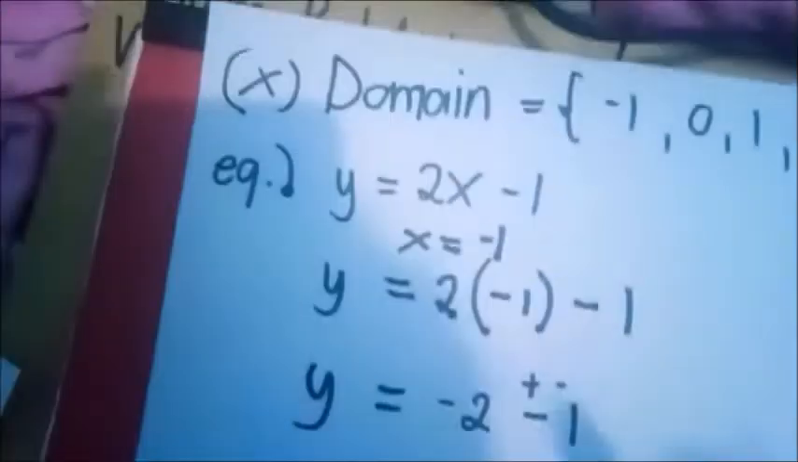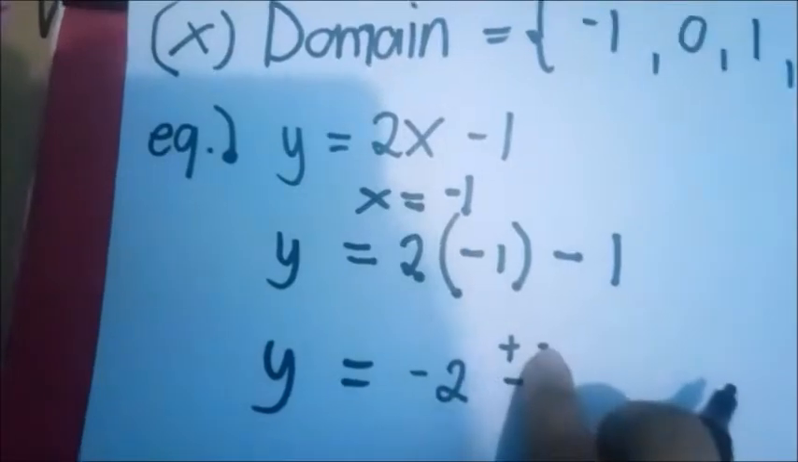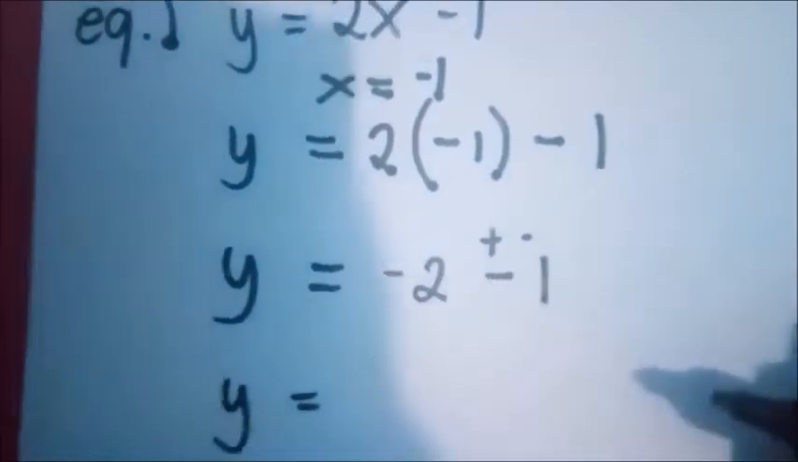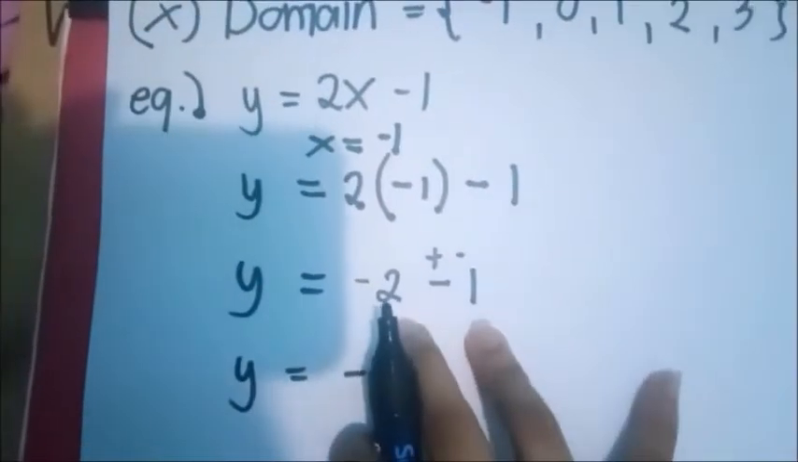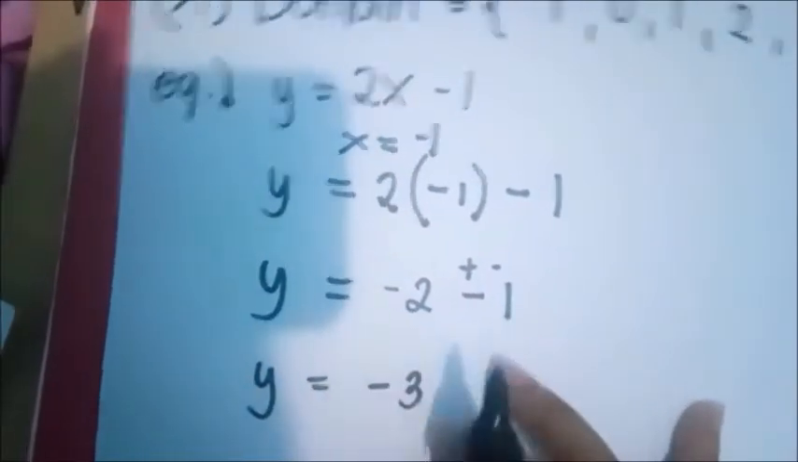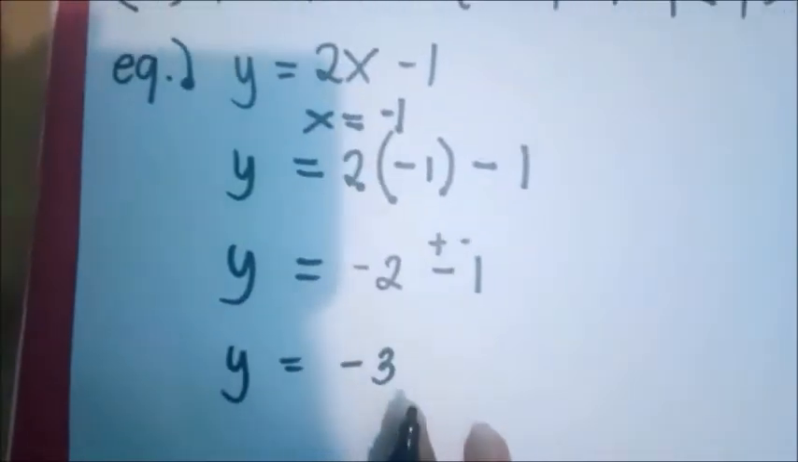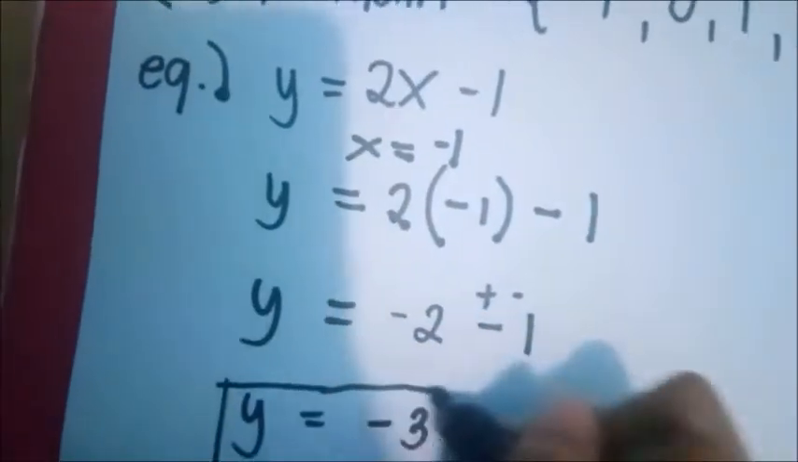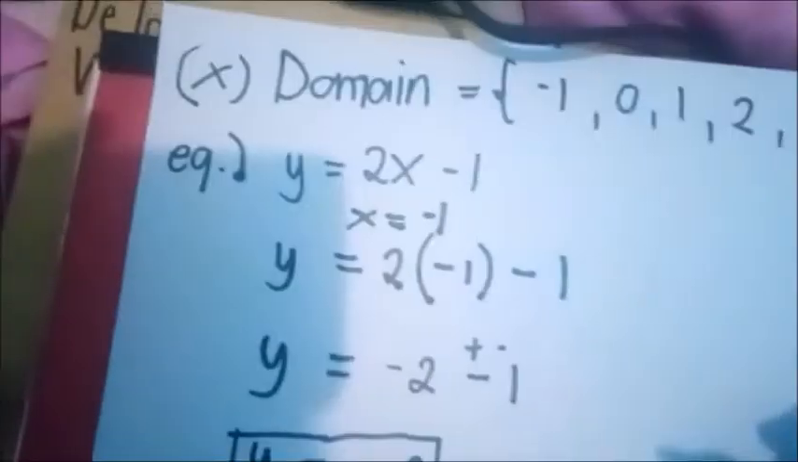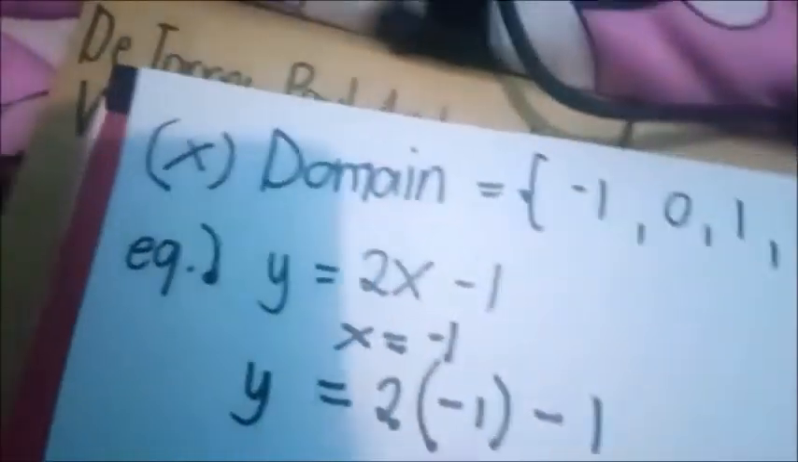Okay? So negative 2 plus negative 1 is negative 3. Adding the same signs, we have negative 3. So this will be the value of the range if our domain is negative 1. So we have the correct answer, negative 3. So let us find out, how about if our domain is equal to 0?